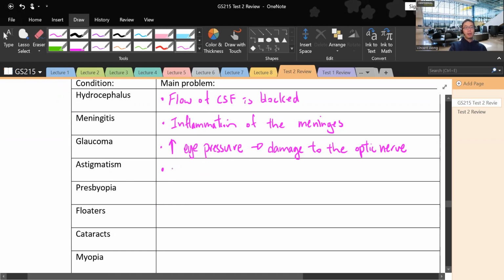Astigmatism, that is when you have an uneven lens. Okay, and instead of having a single focal point at the fovea, it causes the scattering of light rays entering the eye. Right, so things appear to be spread out, scattered.